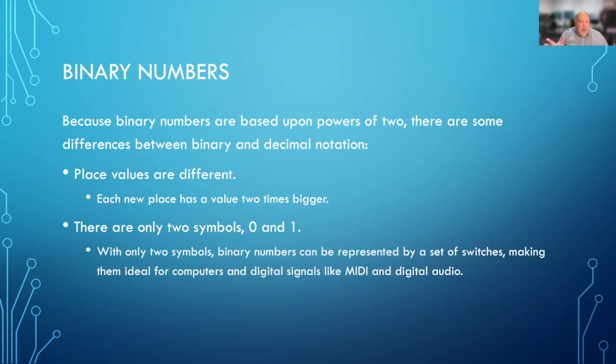Now, when you only have 2 symbols, binary numbers can be represented by a set of switches. Either the switch is on, that would be a 1, or a switch is off, and that can be a 0. That makes them ideal for computers and digital signals like MIDI, digital audio, JPEGs, and all kinds of things.